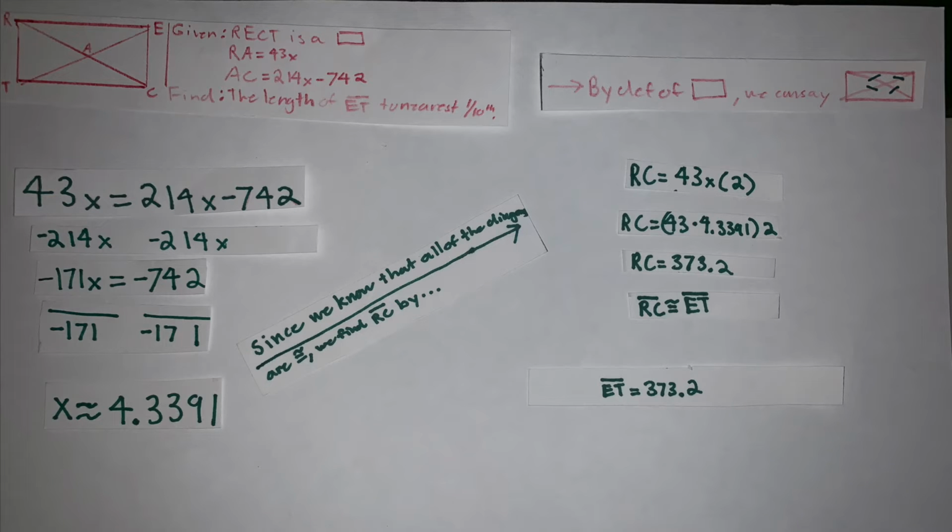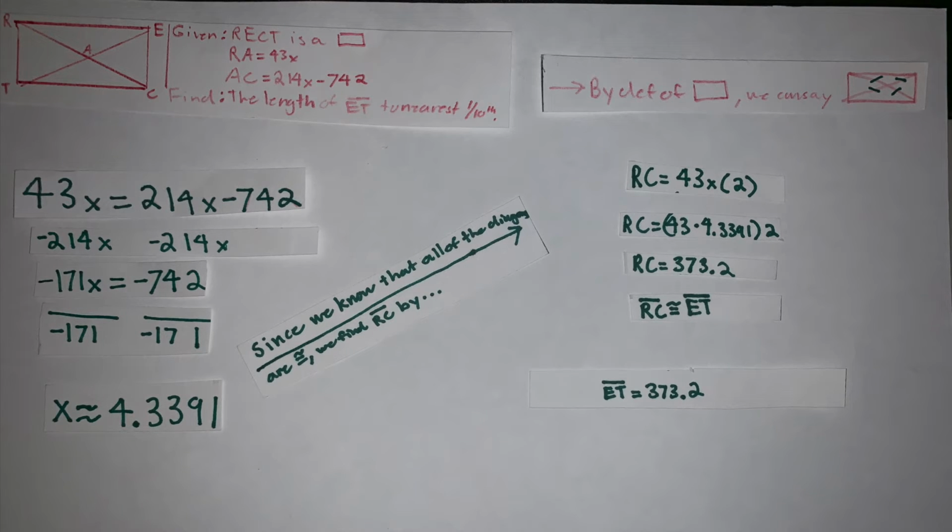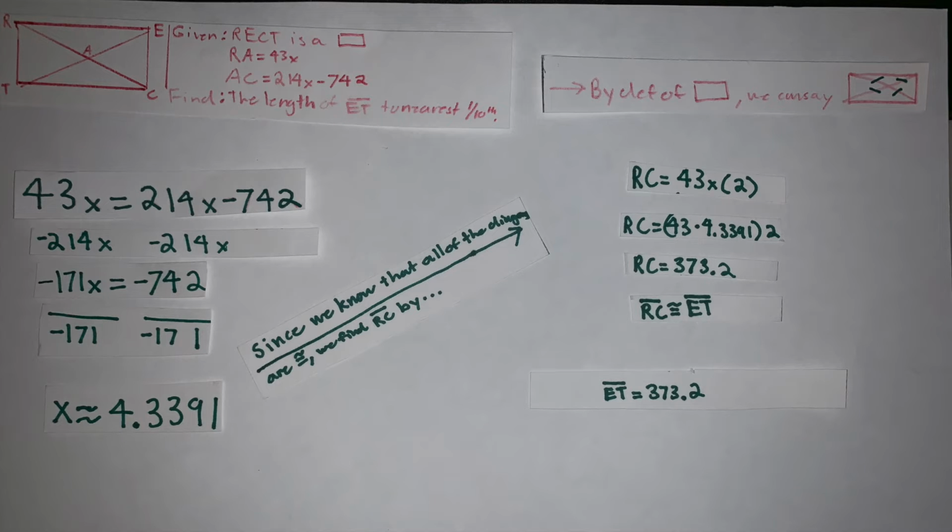All right, so when we plug in our values, we find that RC equals 43x times 2. So we get 43 times 4.3391 times 2, and that equates to RC equals 373.2. Since line RC is congruent to line ET, the length of ET equals 373.2.